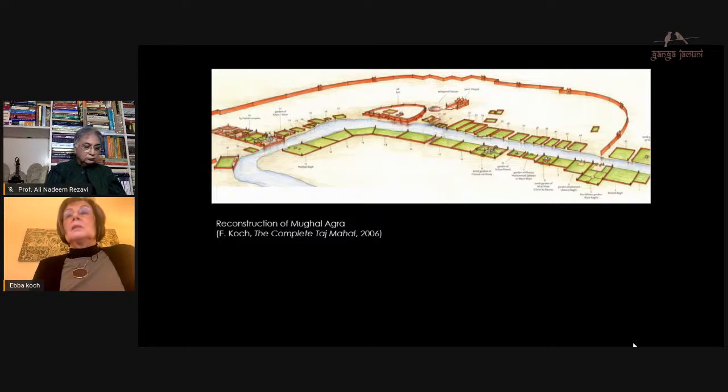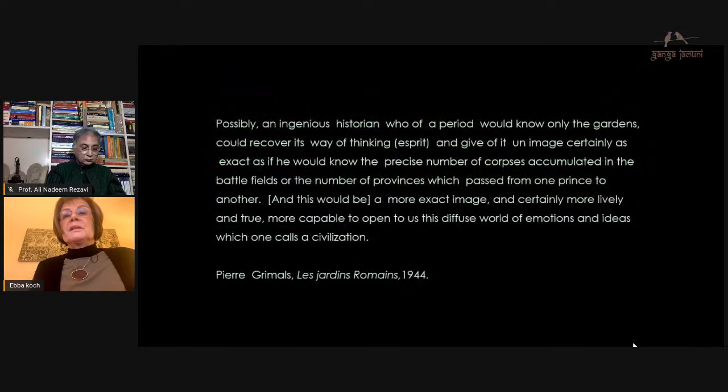The historical importance of gardens, next slide please, has been summarized, I hope you can read this, anyway, I read it out to you, by the garden historian Pierre Grimal in his introduction to his book, The Roman Gardens, which he wrote in 1944.